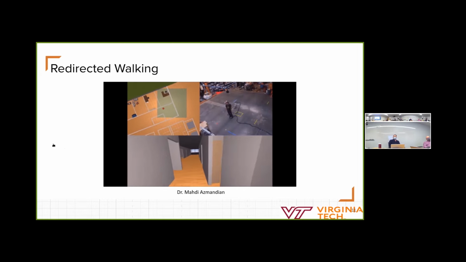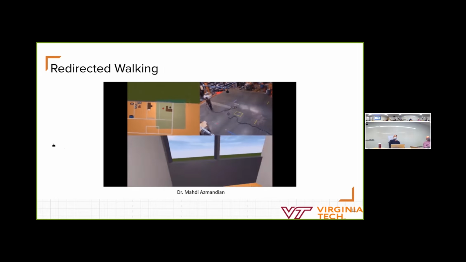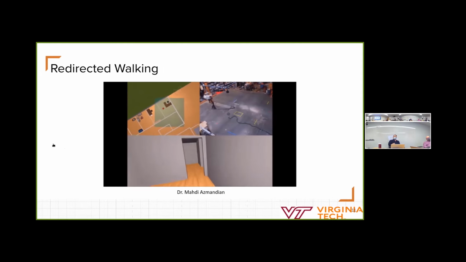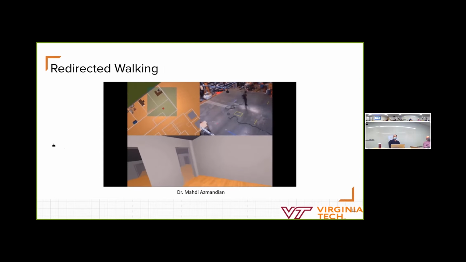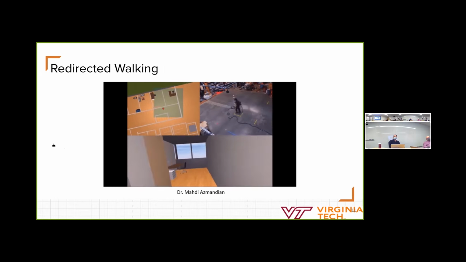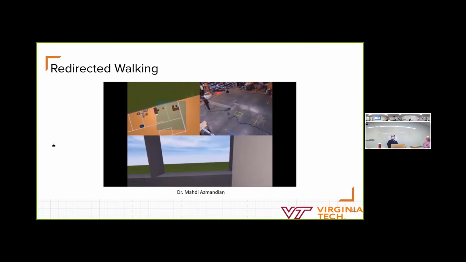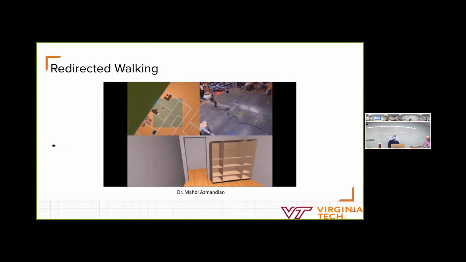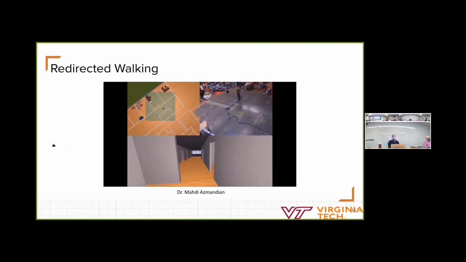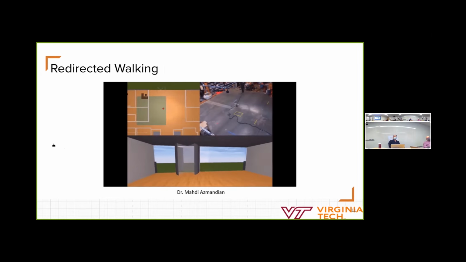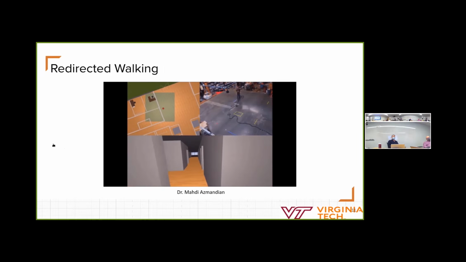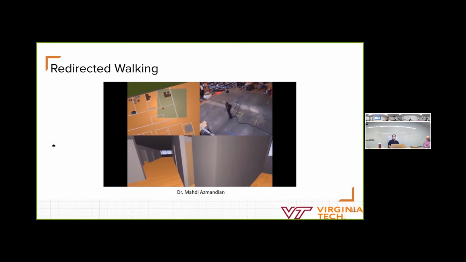And if we throw all of these together with some sort of intelligence, we can use what we call redirected walking algorithms to decide what gains to apply when, and we can have an experience that will hopefully be more immersive and more exciting than if they were to use some other navigation technique. That's the goal.